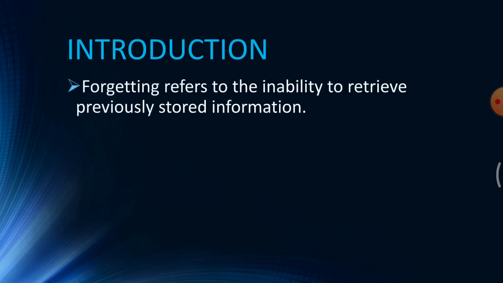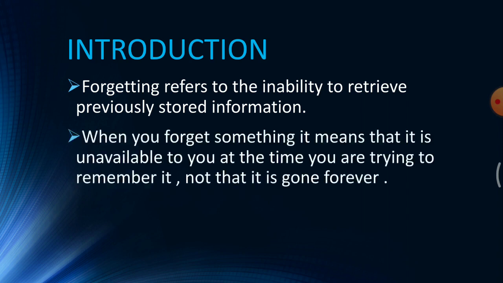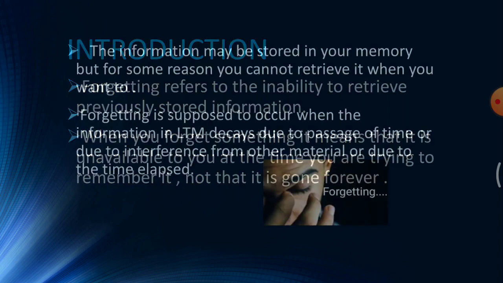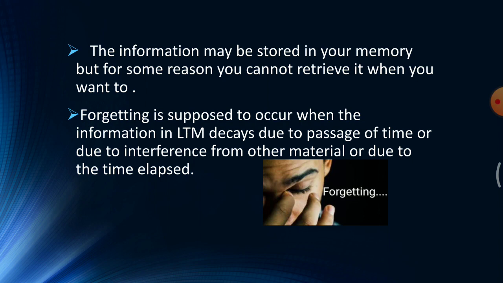Introduction. Forgetting refers to the inability to retrieve previously stored information. When you forget something, it means that it is unavailable to you at the time you are trying to remember it, not that it is gone forever. The information may be stored in your memory, but for some reason you cannot retrieve it when you want to. Forgetting is supposed to occur when the information in the long term memory decays due to the passage of time or due to interference from other material.